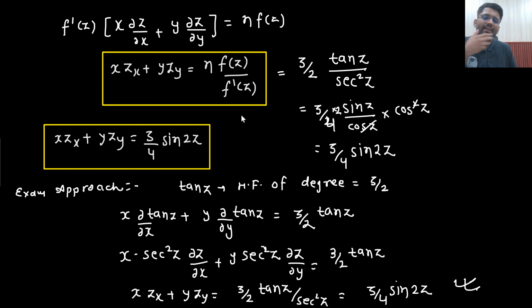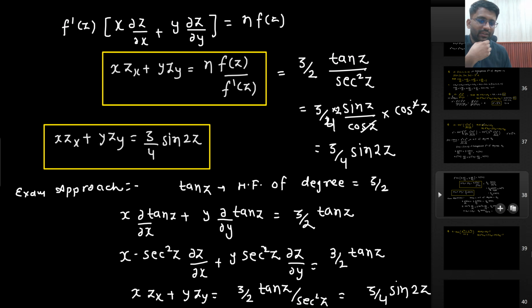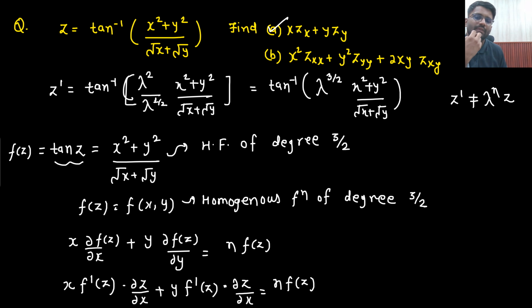But now the thing is, what about the next one? I will have to add a page. I hope I have a page. Yes, we have a page. So now I will add a page, and now the question would be, what is the answer of B? x square zxx plus y square zyy plus 2xy zxy. What is the answer of this? This one.